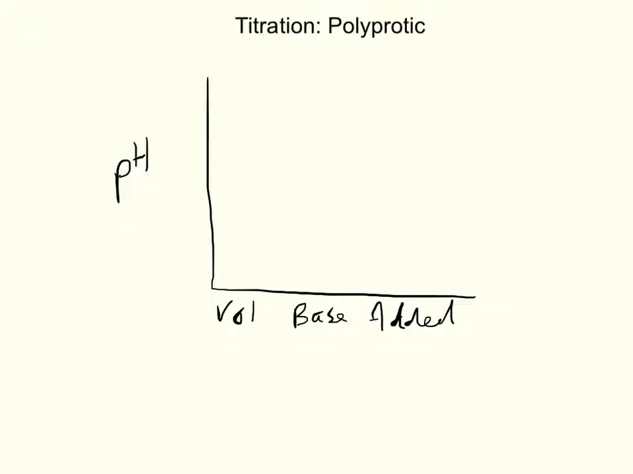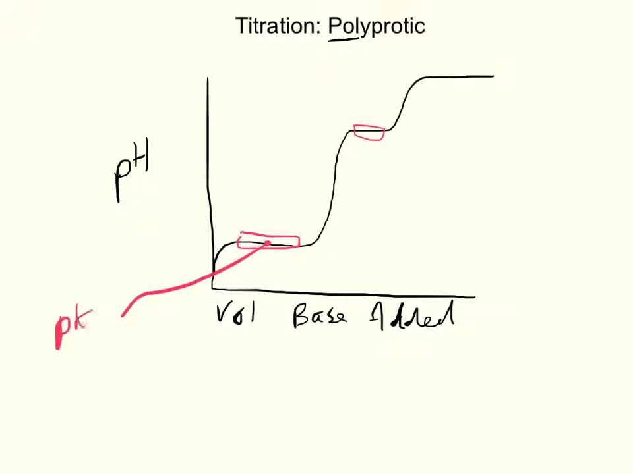Very last type of curves that we need to be able to recognize are polyprotic titrations. And the way we know these is because they have multiple hydrogens that can be neutralized. So we would have a curve that essentially has two half equivalence points. Okay, a buffering region right here, a buffering region right here, where this is essentially pKa1, equal to the pH at this point. And up here, pKa2 is equal to the pH at this point.